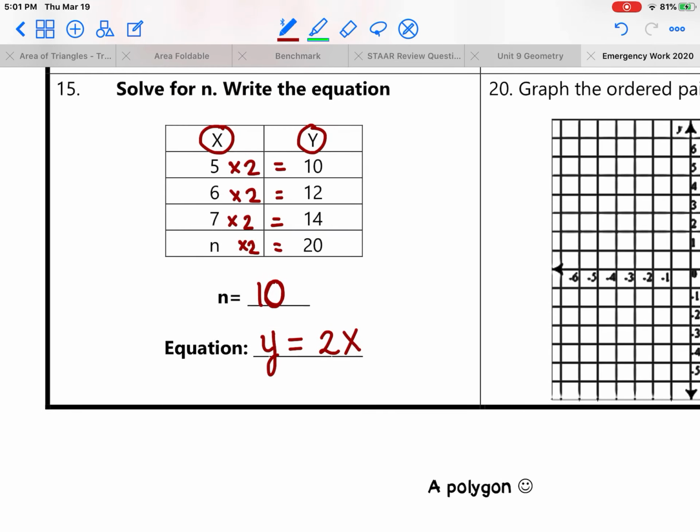Oh, and by the way, the answer is a polygon. Yeah.